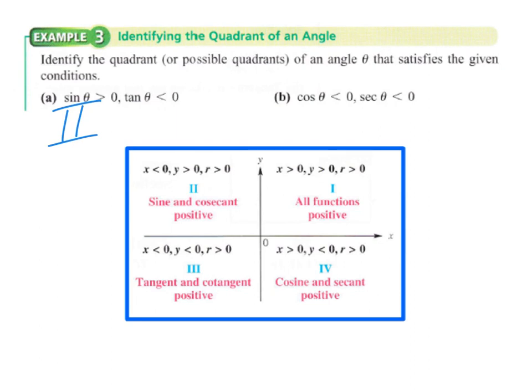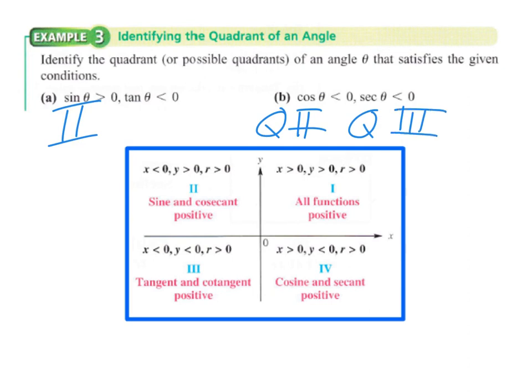For the second one, it says the cosine is negative and the secant is negative. So cosine and secant both being negative. The thing with this question is that there is more than one possible quadrant because cosine and secant are reciprocals of each other. So they're both negative in two quadrants that are the same. Again, cosine and secant are based on x and r, so whenever x is negative, these would be negative. So this would be in both quadrant 2 and quadrant 3.